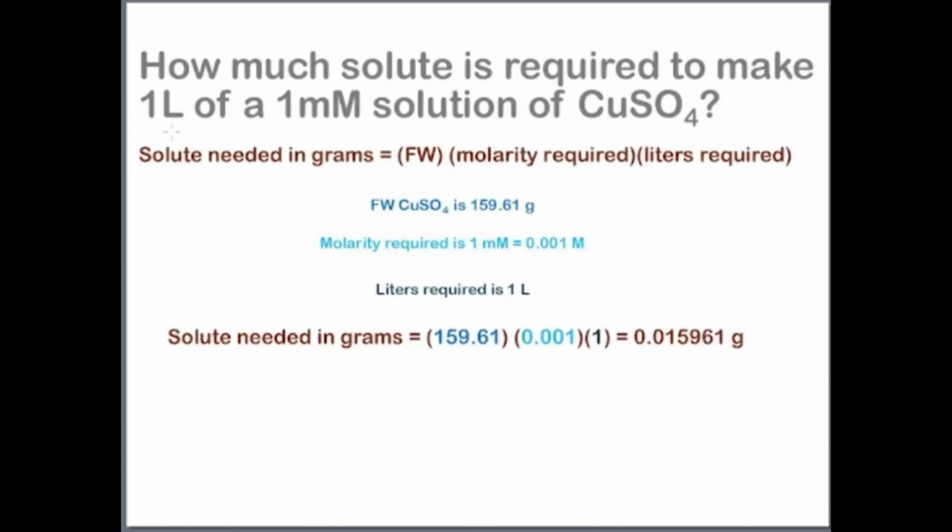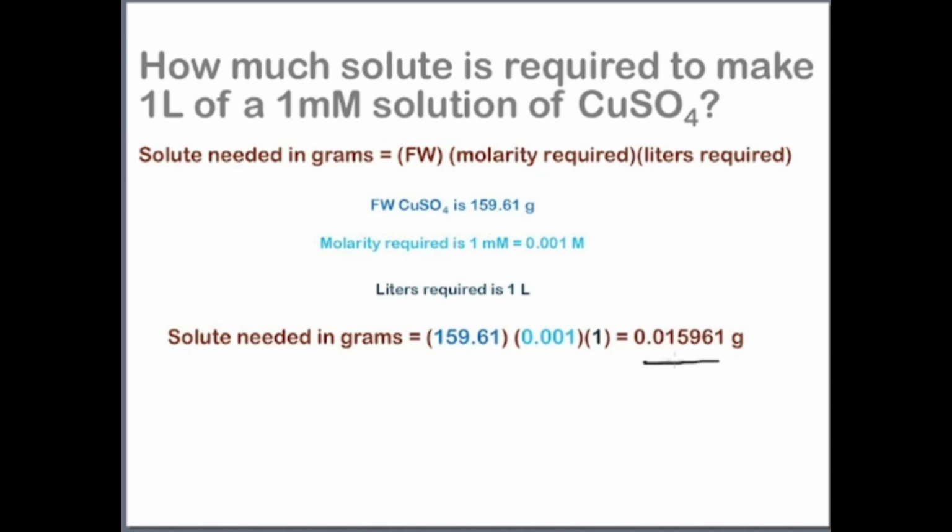And then, of course, we're going to have our liters. And here it says 1 liter, so that's easy. So solute required in grams: 159.61 times 0.001 times 1, and we get 0.015961 grams. And you might think, okay, why would I ever be using millimolar? Why not just molar? Why do we ever wind up having to know that? It's because when we're talking about a lot of the reactions in biotechnology, we do have solutes sometimes that are present in pretty low amounts.